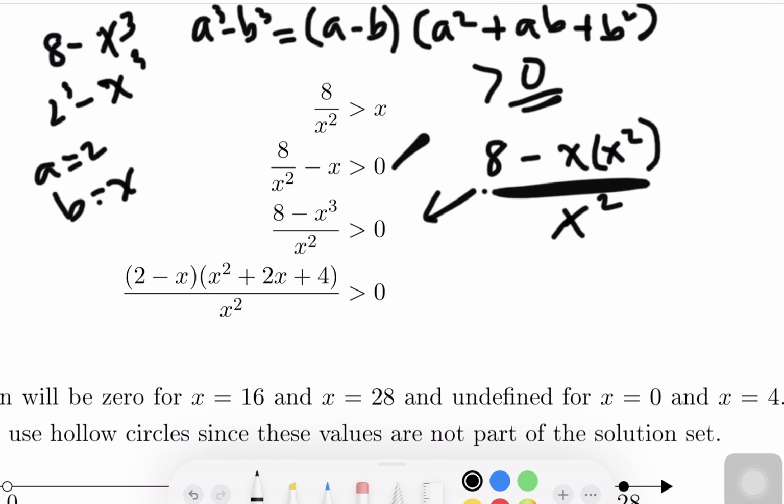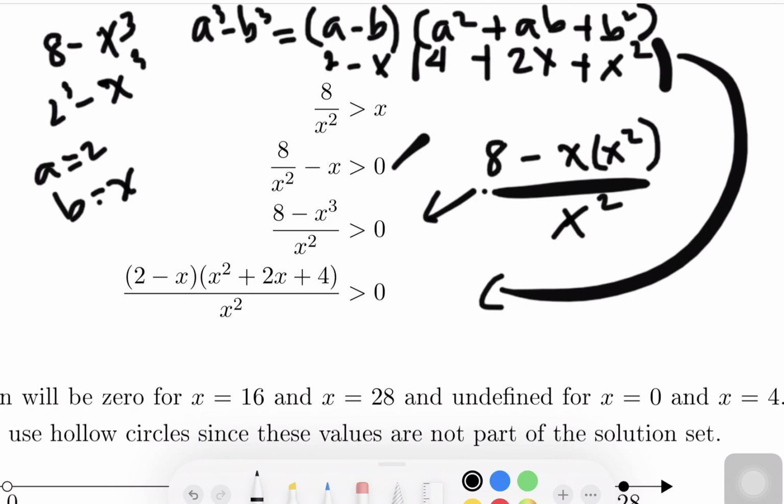Okay, so let's apply. So we have 2 minus x, then a squared, so a squared is 4, and then plus ab, our a is 2 and our b is x, so 2x. Then our b is x, so x squared. Okay, it's written in reverse, but it's the same. Okay, now, what is next?